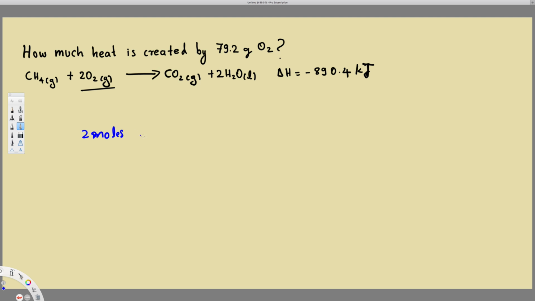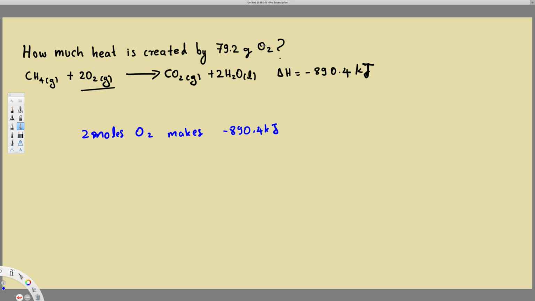2 moles of O2 makes negative 890.4 kilojoules, right? So this is what we have to know before we do this. Then we have to know in 79.2 grams how many moles of oxygen there are.